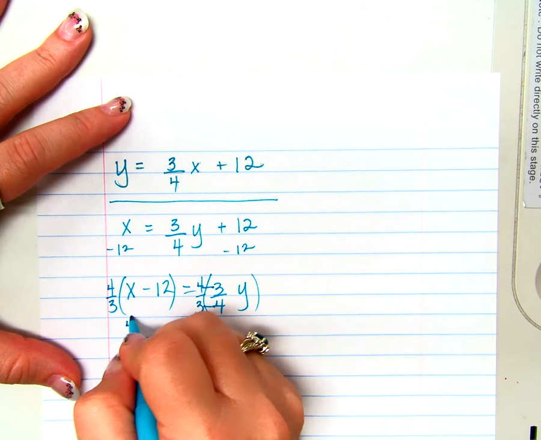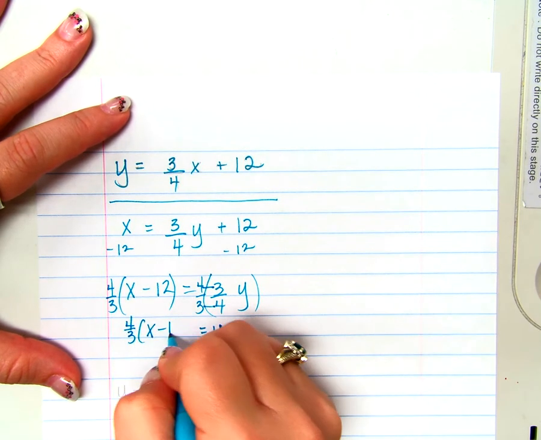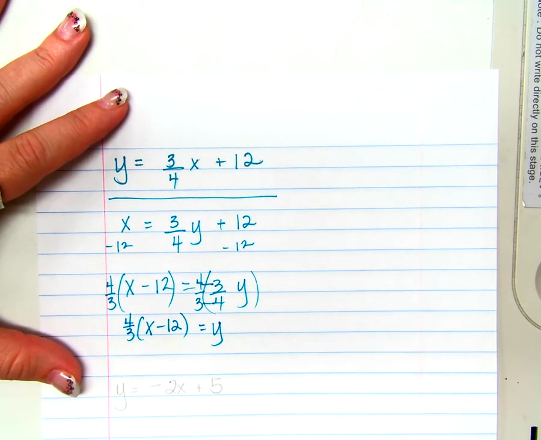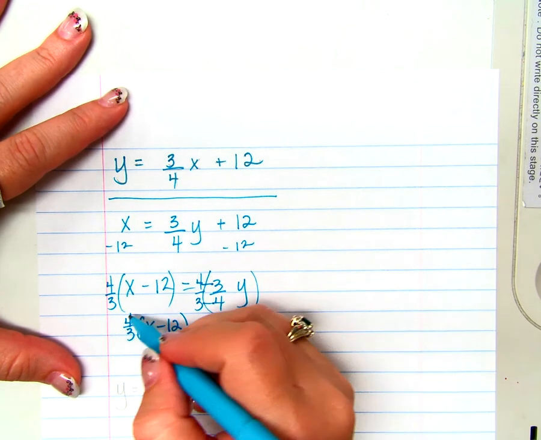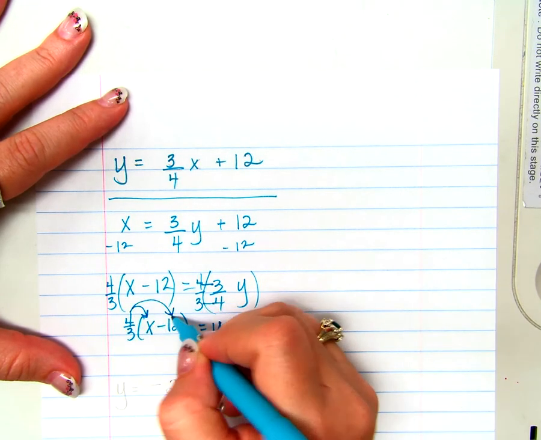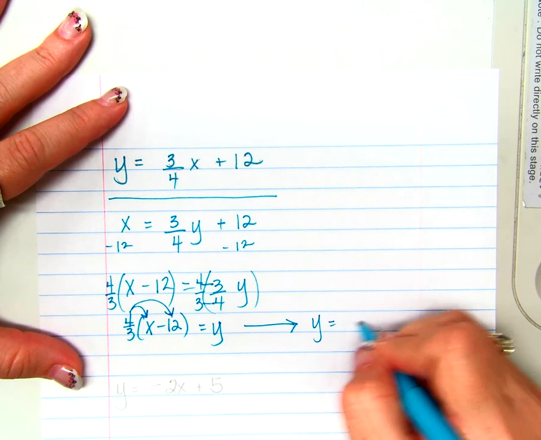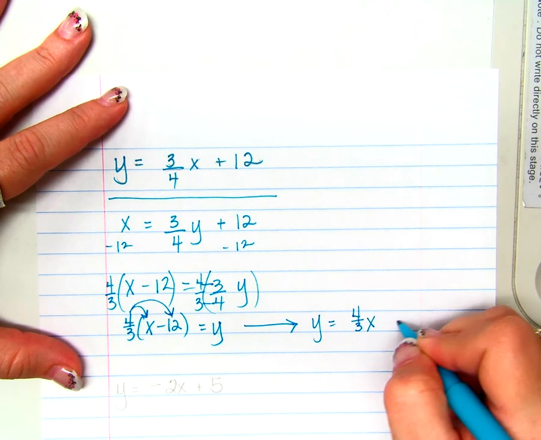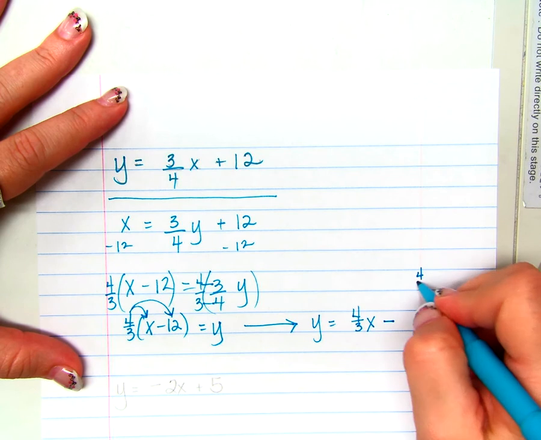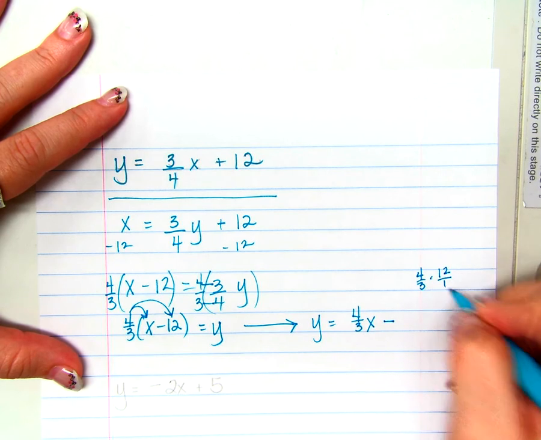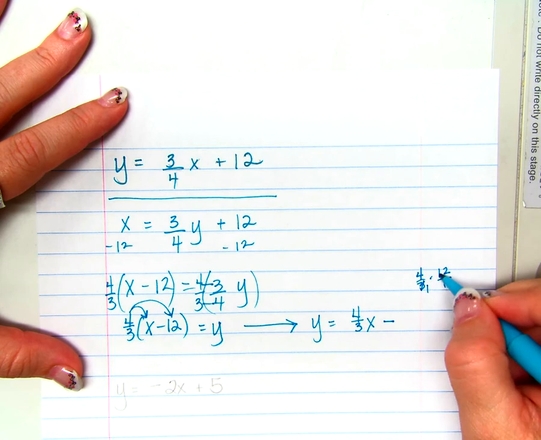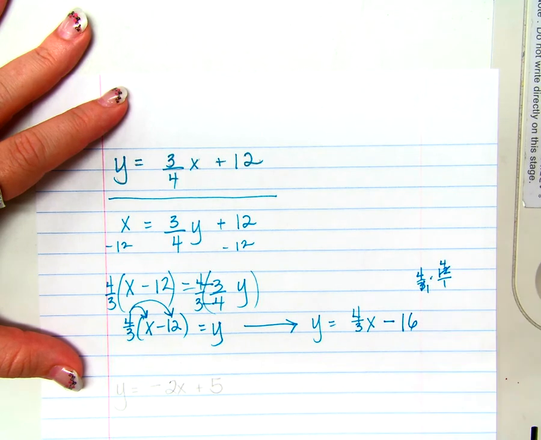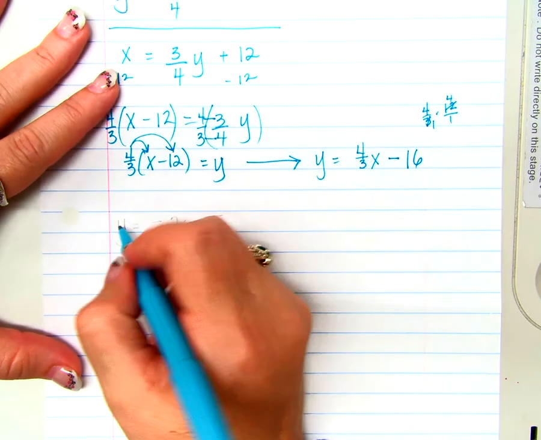First of all, 4/3 times x minus 12 is a perfectly acceptable answer. But again, some of you can see if I distribute this 4/3 here and 4/3 here, I will get y equals 4/3 x minus 4/3 times 12 over 1. Well, that's 48 over 3, or we can simplify to begin with and get 16. Okay? Last question really quick.